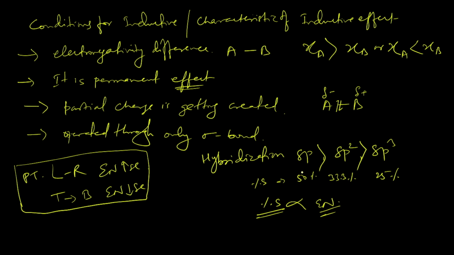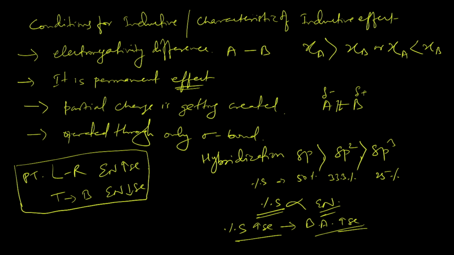If percentage s character is increasing, electronegativity is also increasing. And if electronegativity is increasing, the minus I effect will increase, because it will pull the shared pair of electrons towards itself, right? So that is the case. This is one thing. Even in hybridization, we have gone through the percentage s character and the bond angle. If percentage s character increases, your bond angle also increases. That we have already seen in hybridization.